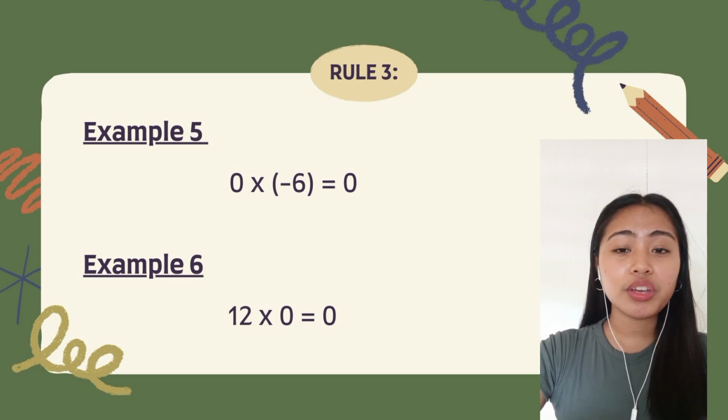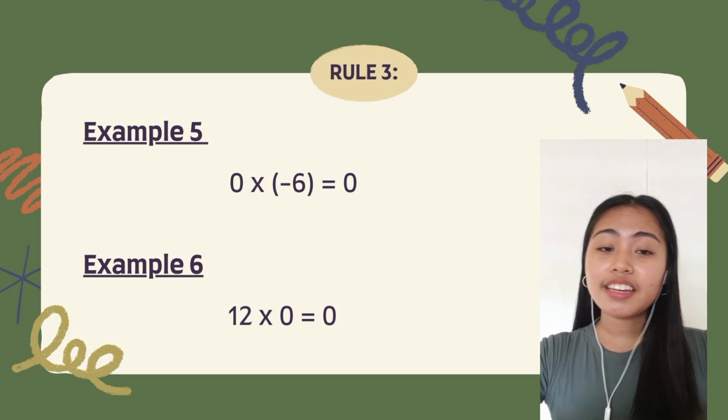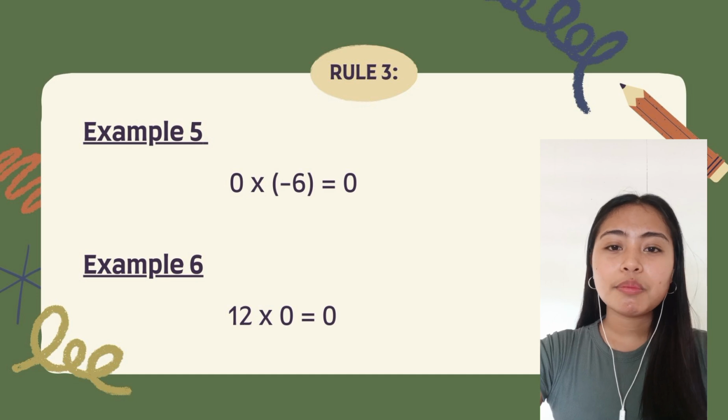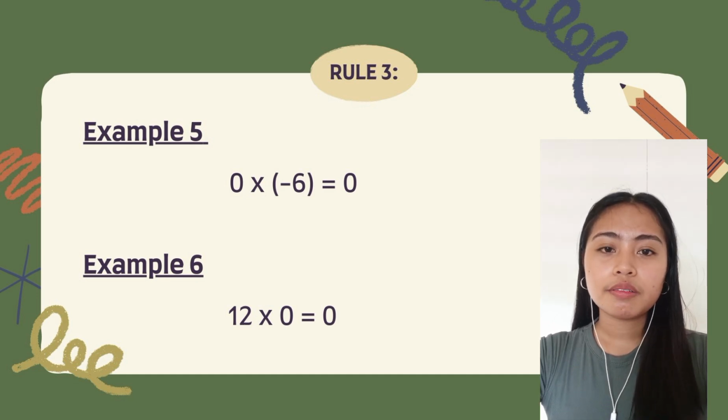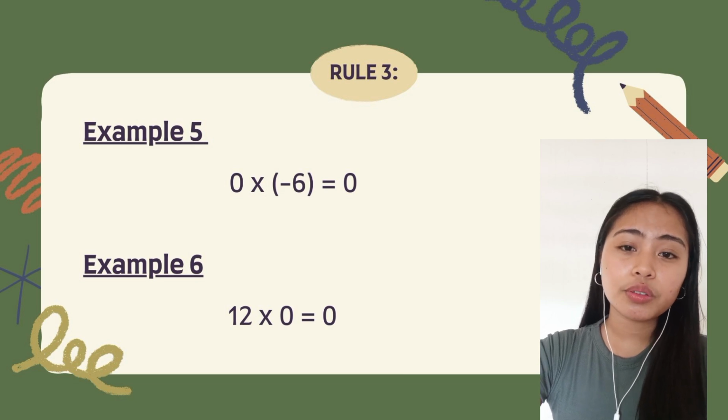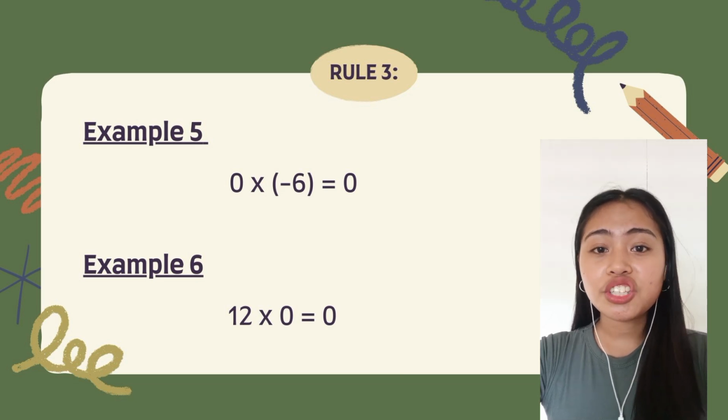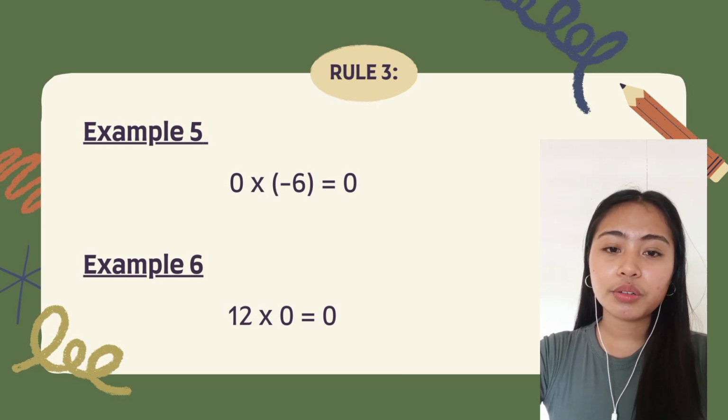Very good, because we are multiplying 0 by negative 6. Example number 6. 12 times 0 is equal to 0. Mr. Flores, why is it 0? Correct, since 12 is multiplied by 0.